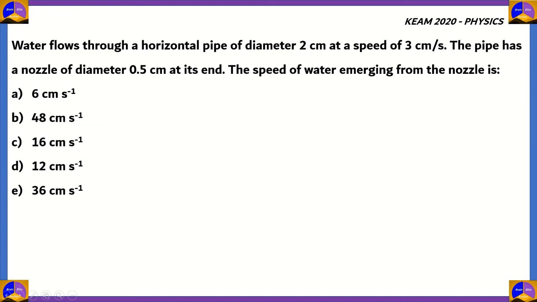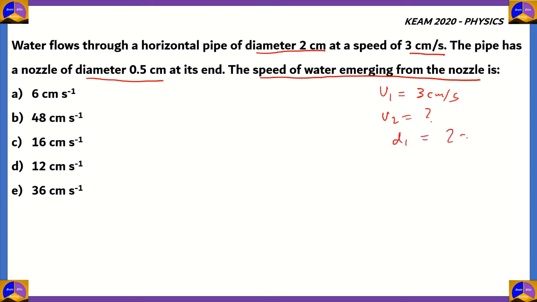Water flows through a horizontal pipe of diameter 2 centimeters at a speed of 3 centimeters per second. The pipe has a nozzle of diameter 0.5 centimeters at one of its ends. We need to find the speed of water emerging from this nozzle. So we know that V1 is 3 centimeters per second, V2 is what we need to find out, D1 is 2 centimeters and D2 is 0.5 centimeters.